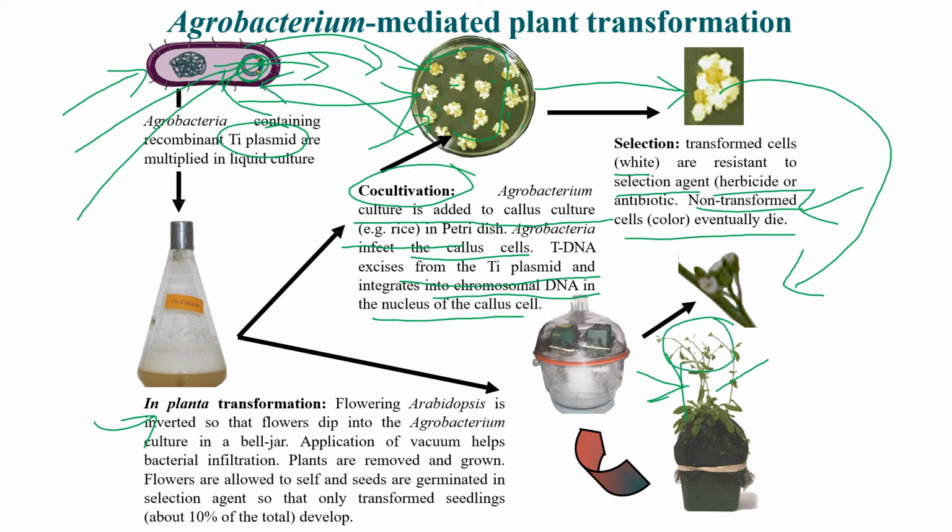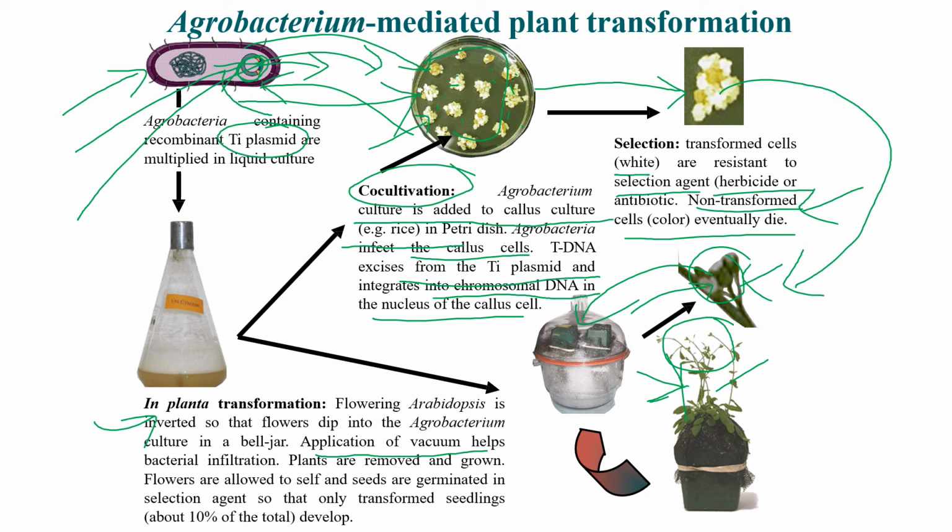flowering Arabidopsis is inverted so that flowers dip into the Agrobacterium culture in a bell jar. So what we do, we invert this inflorescence and dip it into the bell jar, and generally Agrobacteria will infect the inflorescence flowers. Okay, the small florets within the inflorescence.